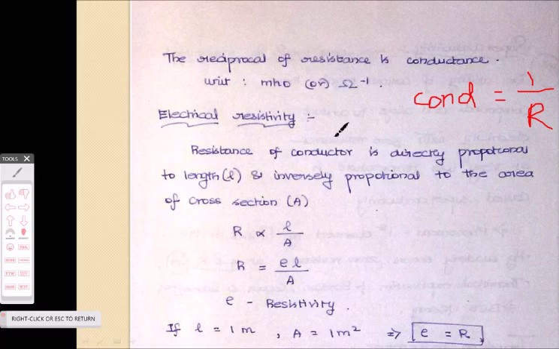Then we have to see what is resistivity. Remember that resistance and resistivity are not same. Resistance of a conductor is directly proportional to the length and inversely proportional to the cross-sectional area. R is directly proportional to L and inversely proportional to A. So to remove the proportional sign, we have to introduce a proportionality constant called rho. This is the resistivity. If L is equal to 1 meter and area is equal to 1 meter square, then rho will become R.